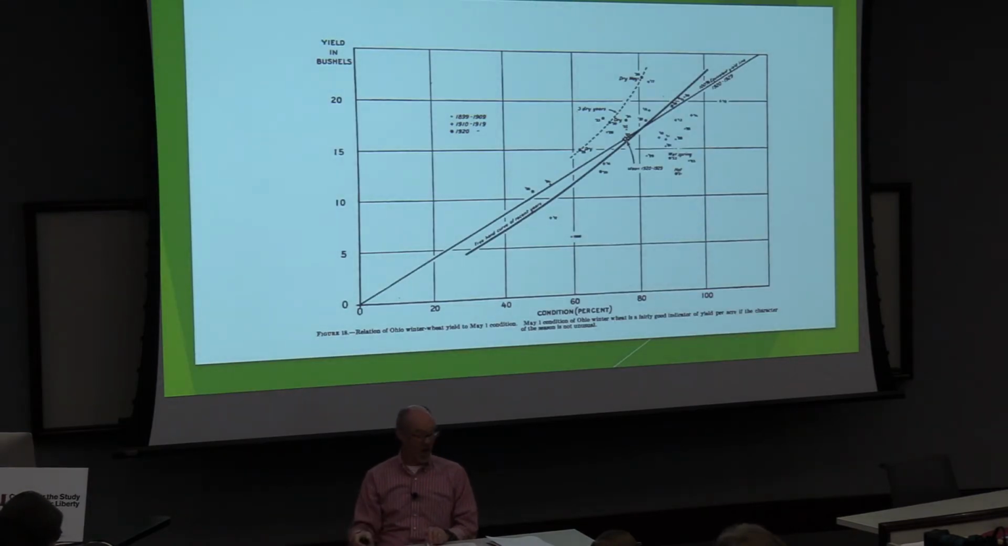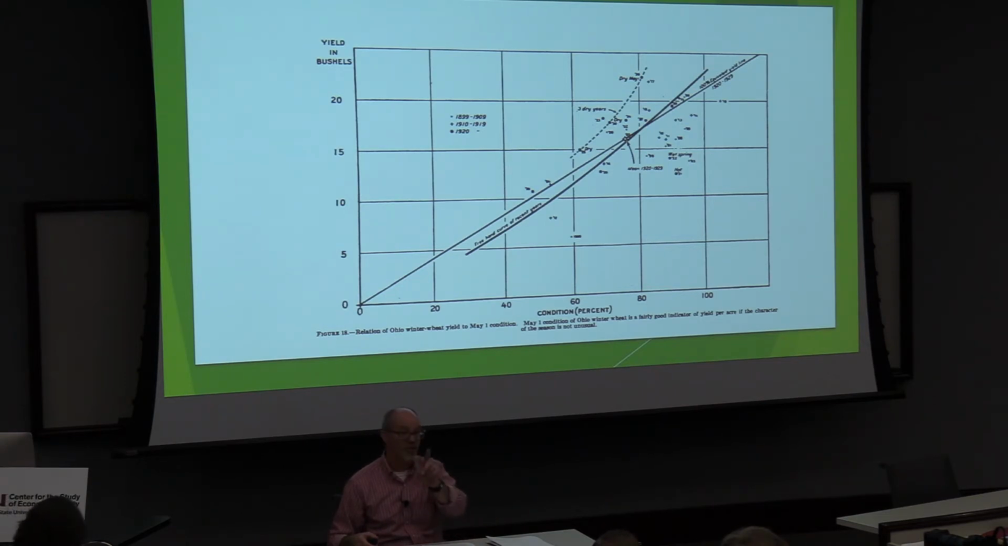Okay, that is a dot chart. Now, that dot chart was meant to forecast the yield per acre of the winter wheat crop in Ohio, based on condition reports on the 1st of May. I'm just going to pause for a moment and ask you to contemplate how much work was involved in this endeavor. Winter wheat for Ohio.